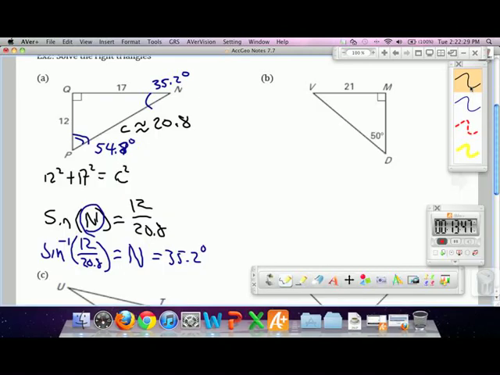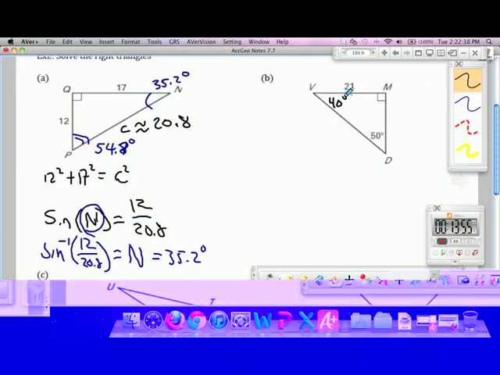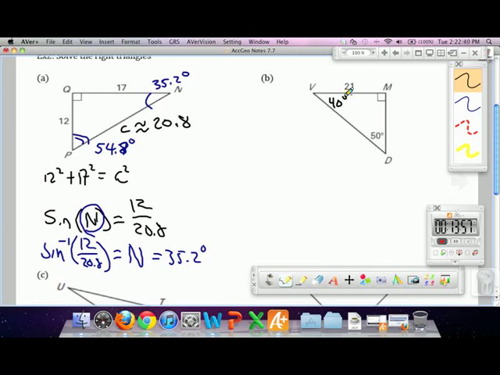Andrew? Yeah, you can definitely find the third angle. What's the third angle have to be? 40. Got to be 40. 40 plus 50 is 90. 90 plus 90 is 180. Okay. So we definitely can find the angle V. Well, we got to find some side lengths.